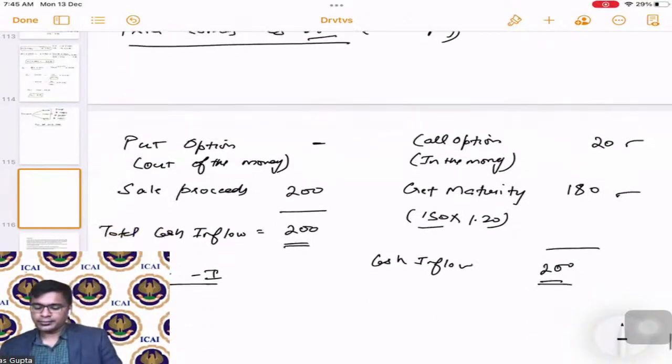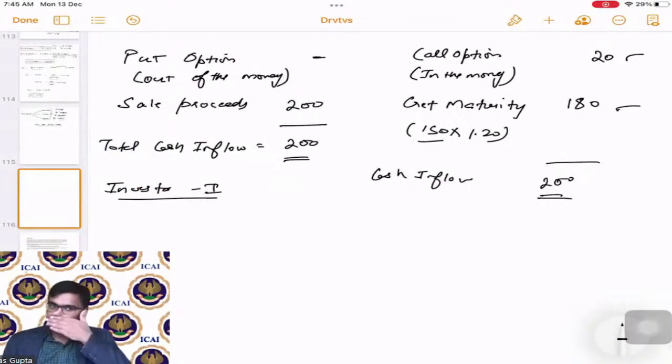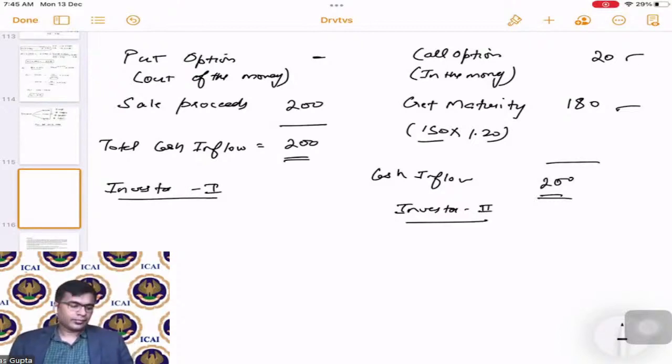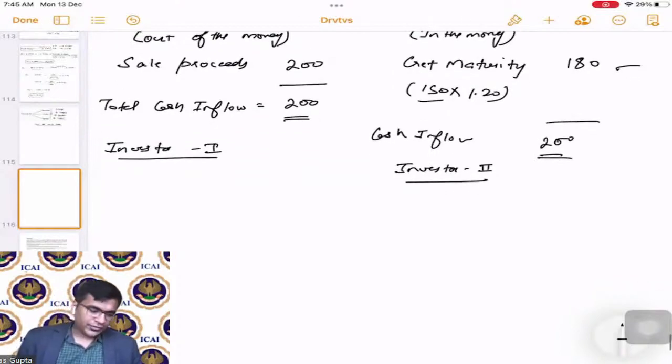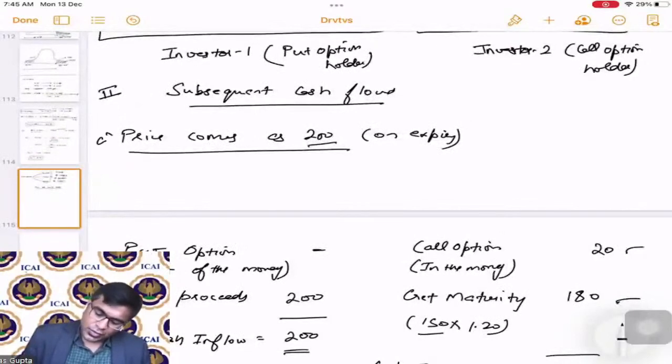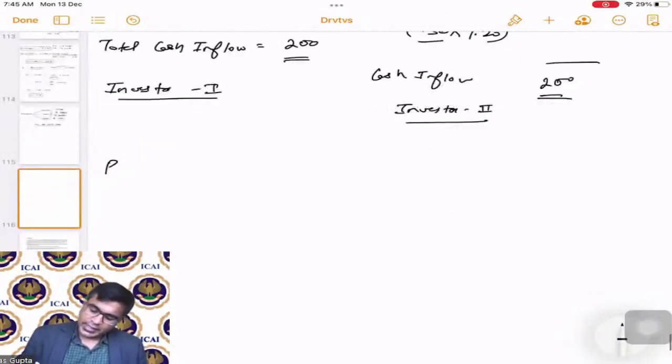Correct. This is for investor 2. Okay, students. So this is for investor 2. Now, what if the price comes as 100? So in the first case we have taken the price as 200. Now the second case we are taking is that the price comes as 100 on expiry.